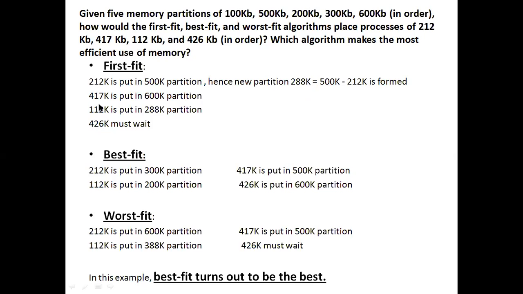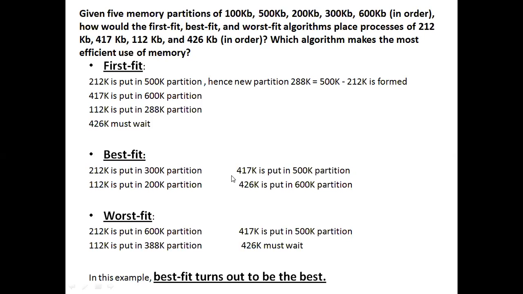Similarly, we understand the best fit and the worst fit. Best fit, what happens? Though the 212 process comes in, it won't be placed in the 500 kilo memory, because that would lead to a bigger hole. It leads to an internal fragmentation of a bigger size. Instead of that, go and place that process in the 300 kilobyte partition, so that the hole generated would be of a lesser size compared to the 500 kilo partition. So 212 goes to 300K.